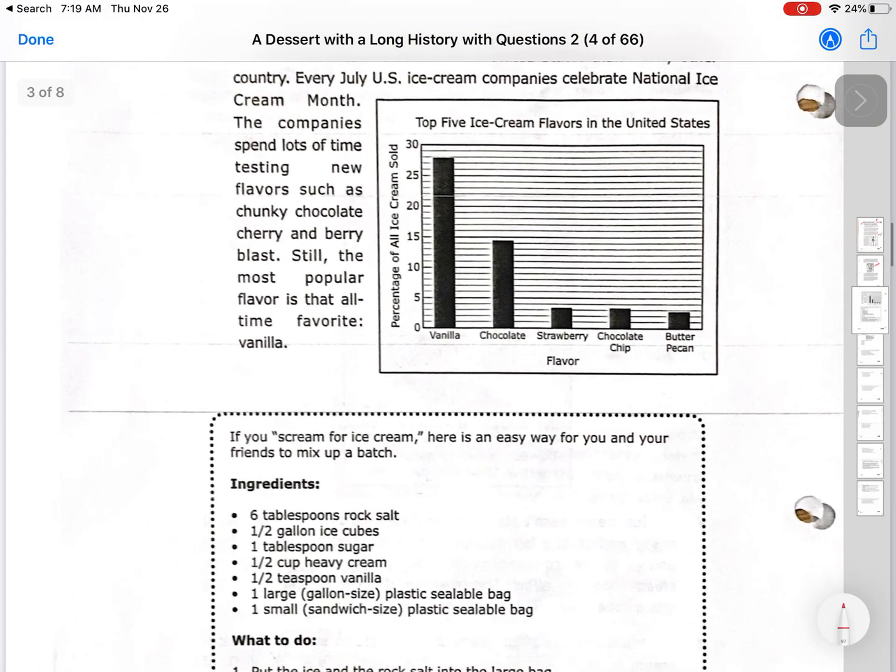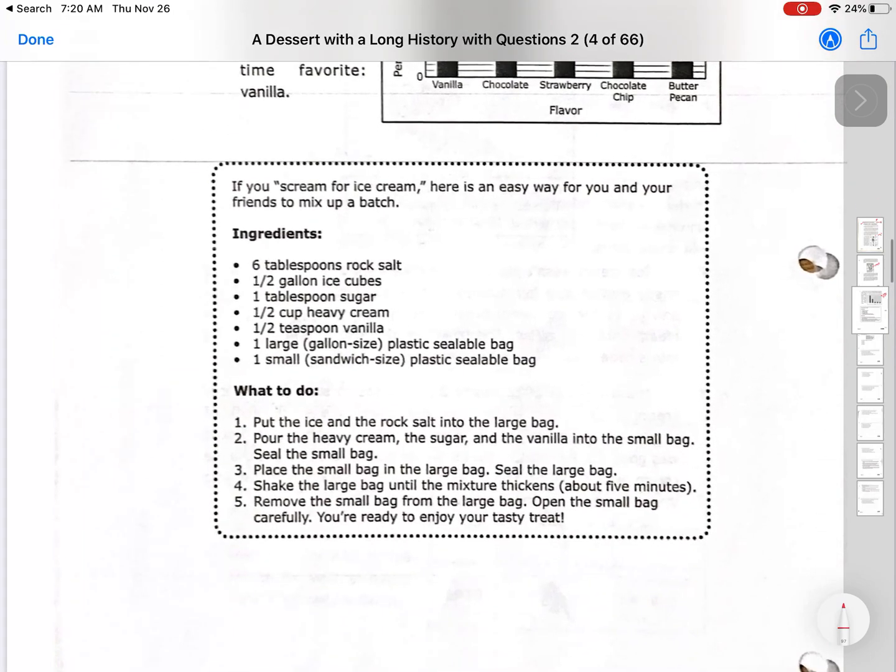Then on our third page, we've got a bar graph. And bar graphs are used to give us information. So let's see what information they're giving us. Top 5 ice cream flavors in the United States. Okay, and then it has numbers on the side and flavors on the bottom. So it's just showing us how many people prefer which flavor.